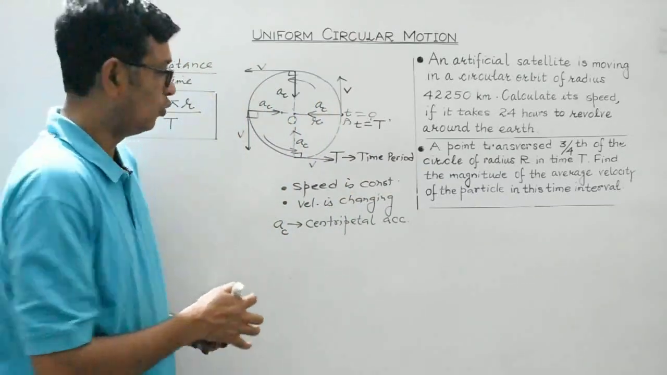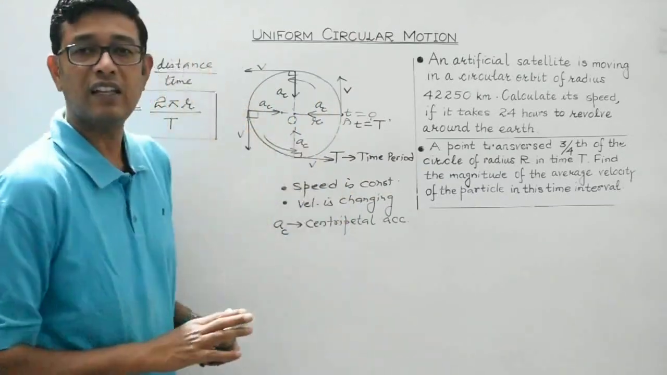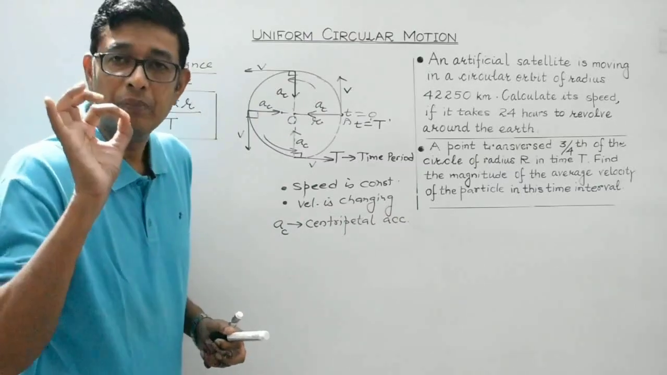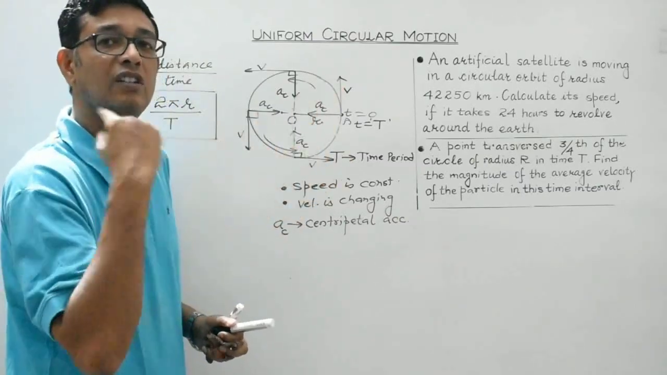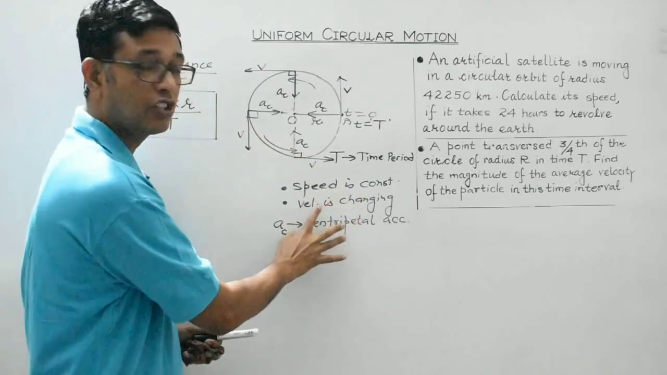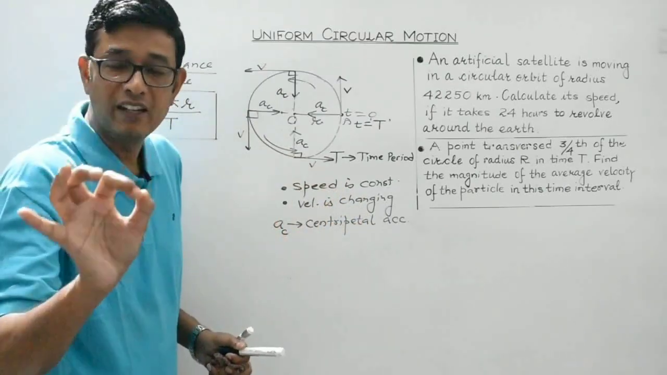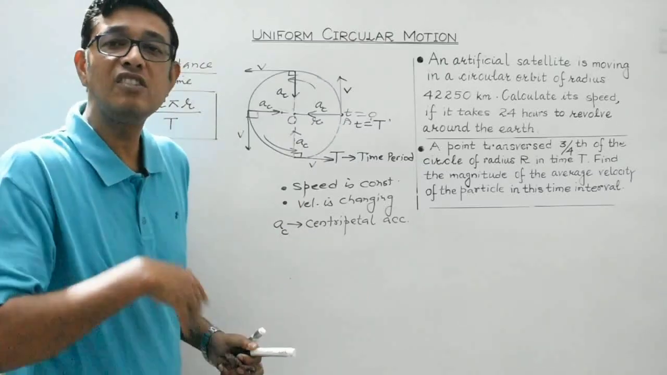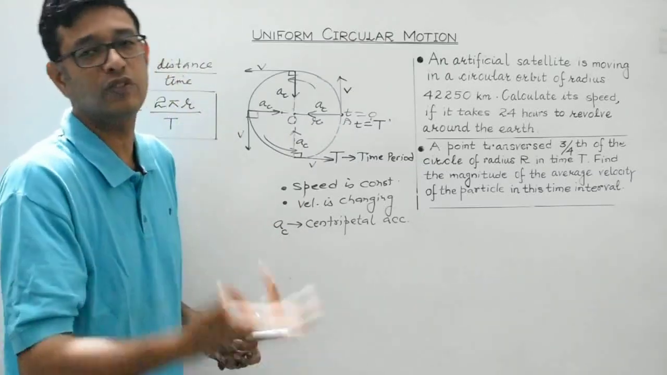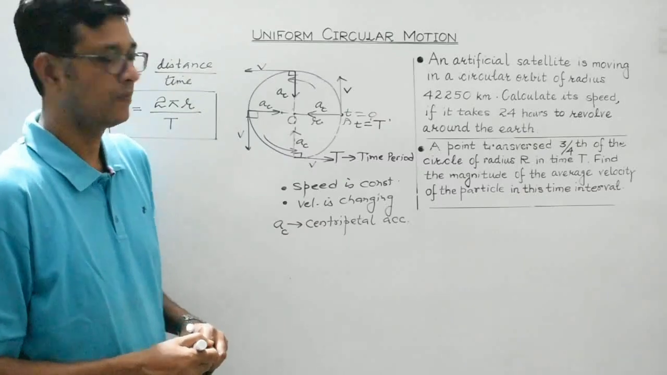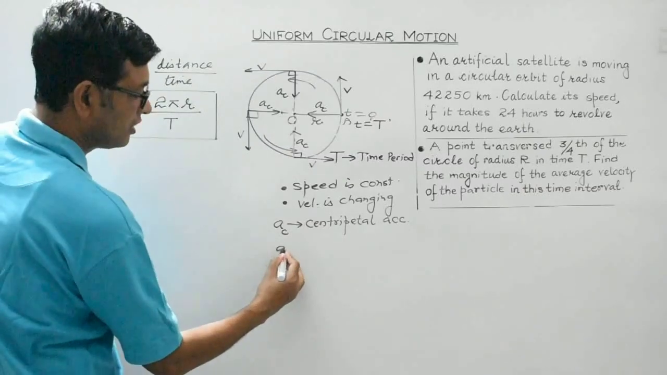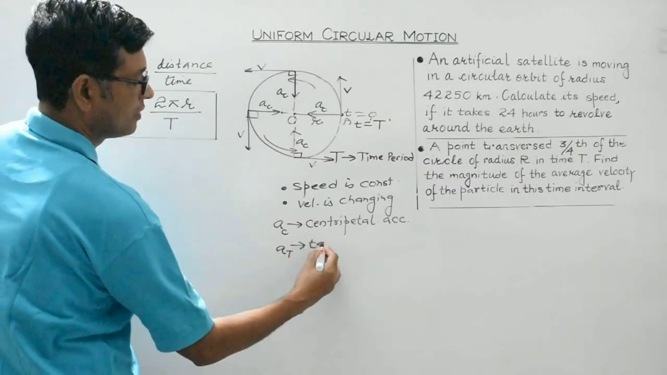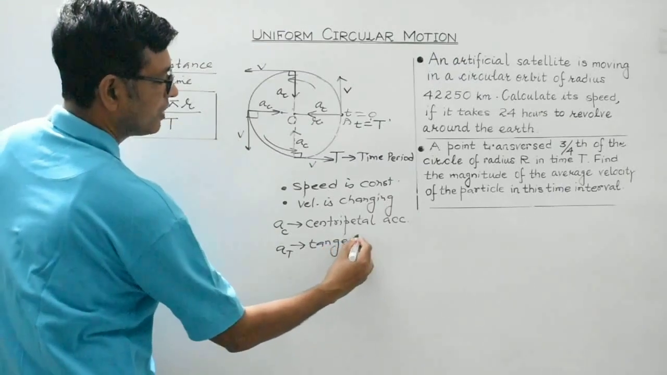Right? What is the purpose of this acceleration? It makes the body move along a circular path. It does not change the magnitude of velocity of the body. It does not change the speed of the body. It only changes the direction of motion of the body continuously. Right? And another acceleration is the tangential acceleration. Tangential means it must act tangentially.